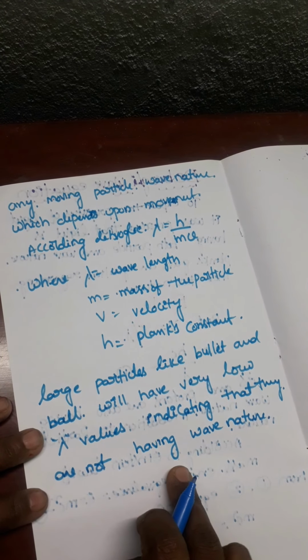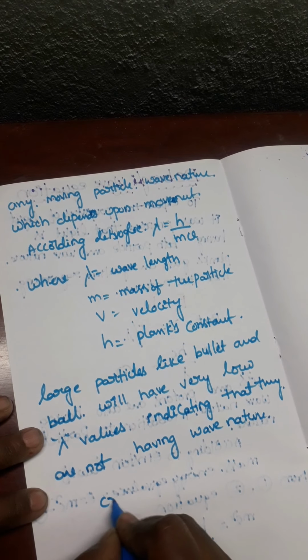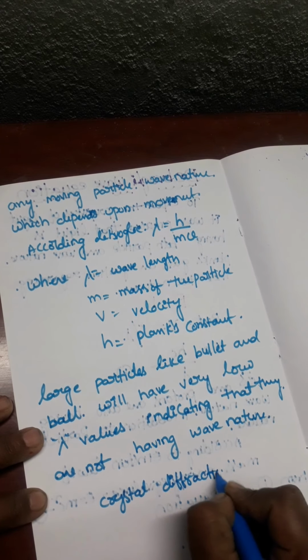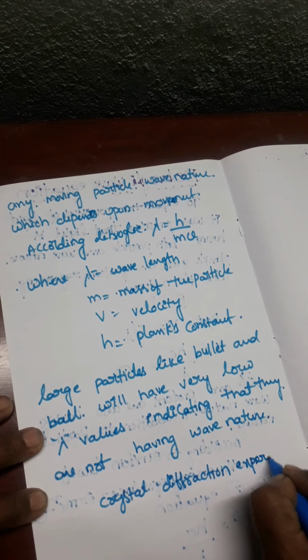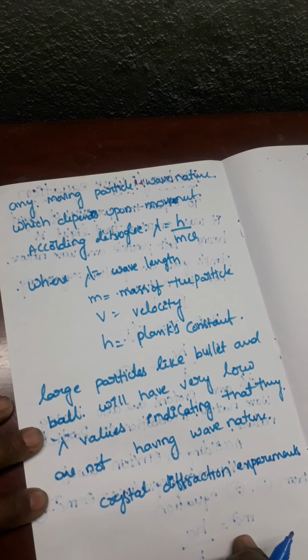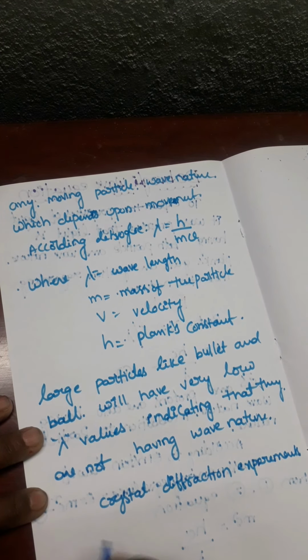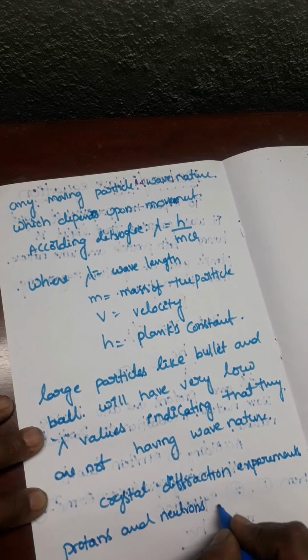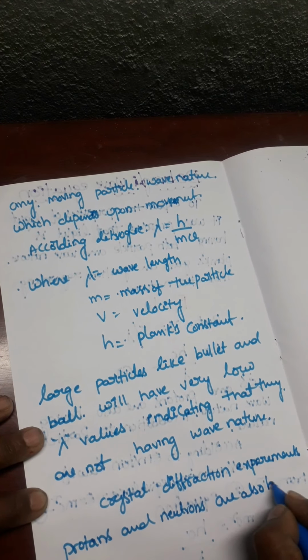The wavelength of an electron is calculated from crystal diffraction experiments. The experimental values and the calculated values coincide exactly with each other, and hence the wave nature of the electron is confirmed. Similarly, protons and neutrons also have wave nature.